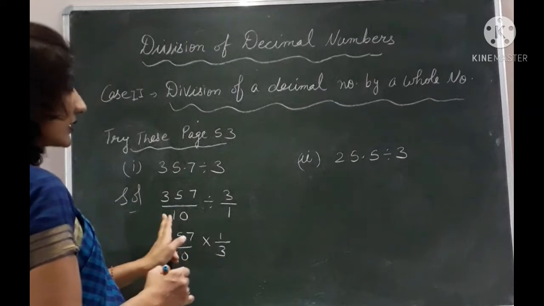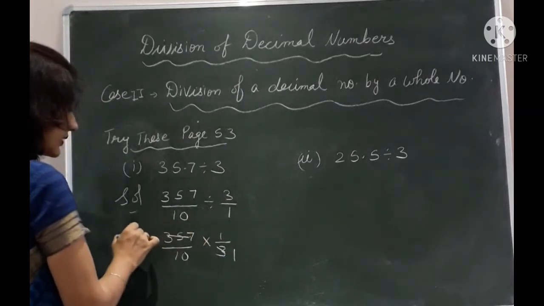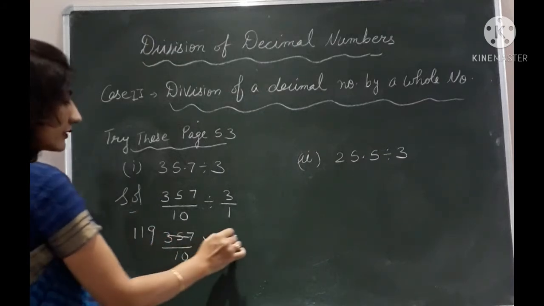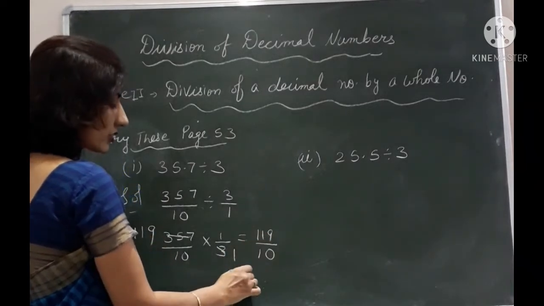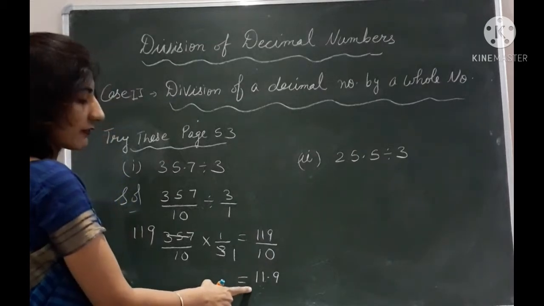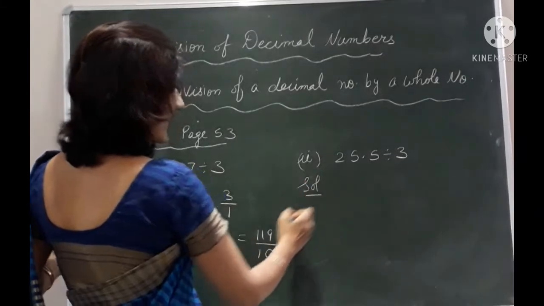Now you can check whether these are cancelling or not, and you can cancel. 3 ones are 3, here 3 ones are 3, then 5, 3 ones are 3, 3 nines are 27. So it is 119 upon 10. So in the denominator we have 10, so after the decimal there should be 1 digit, so the answer will be 11.9.